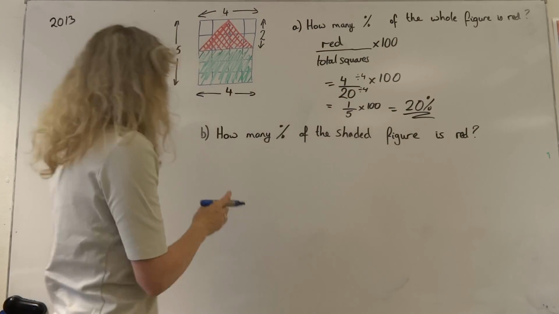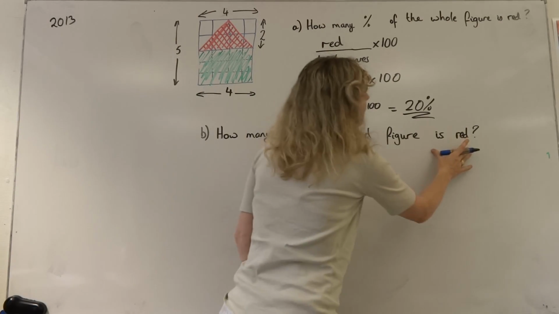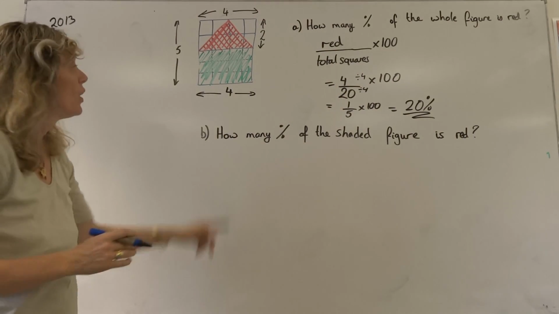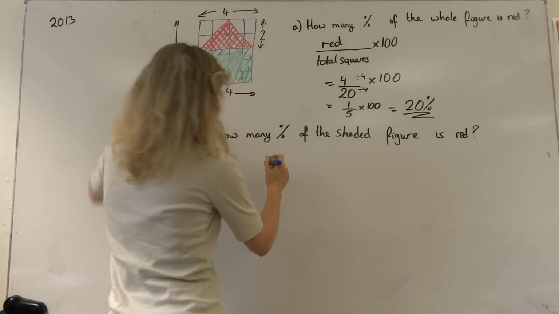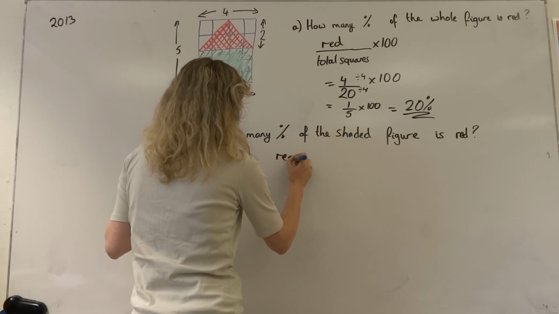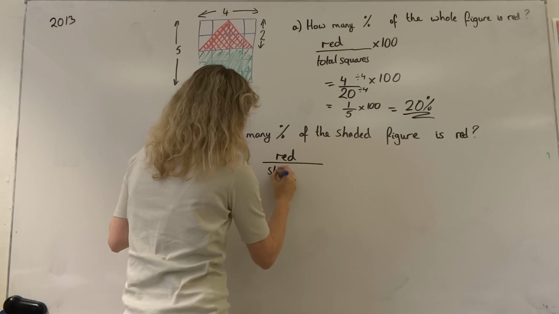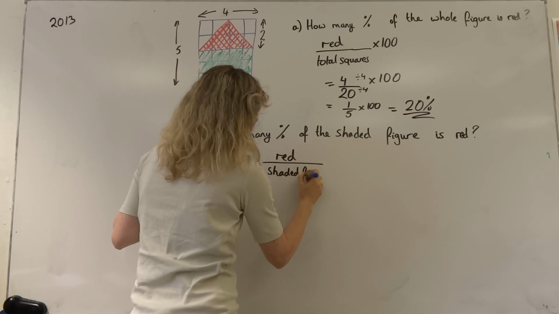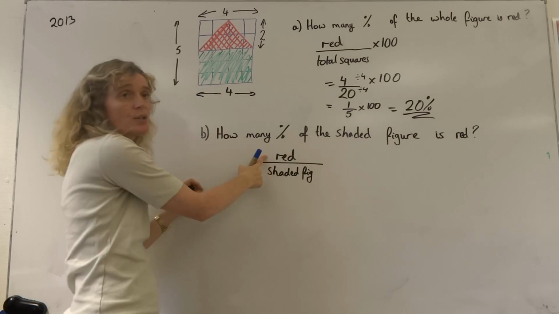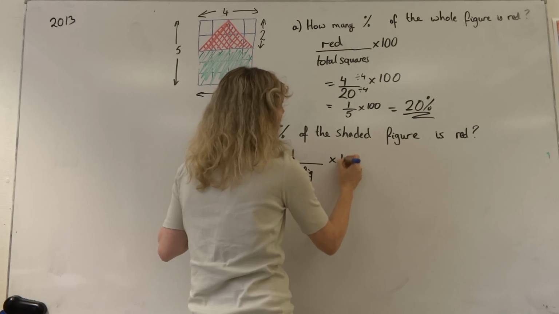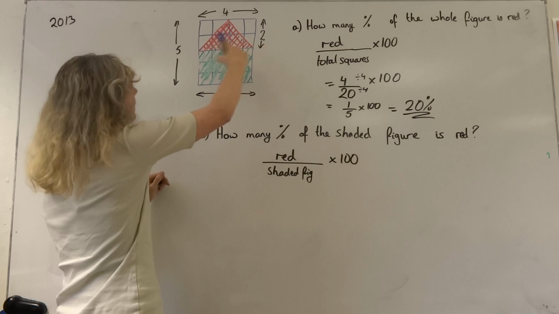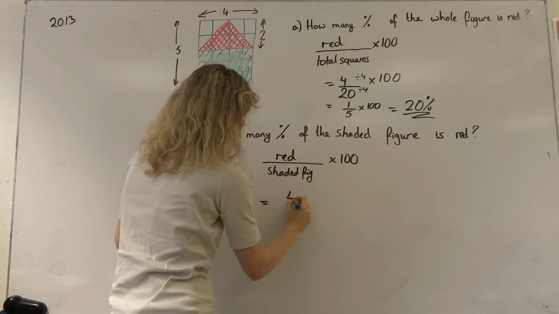The second question was, what percentage of the shaded figure is red? Well, we have the same formula, it's red divided by, not the whole figure anymore, just the shaded figure. So the number of red squares divided by the shaded figure, times 100. The number of red squares is just the same, it equals 4.